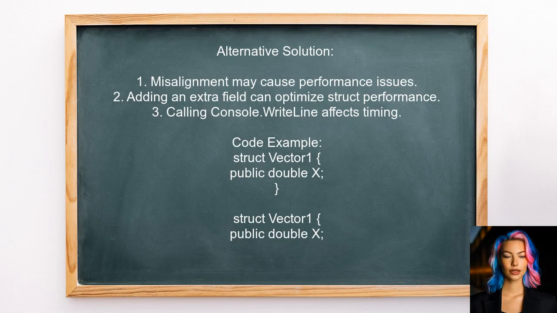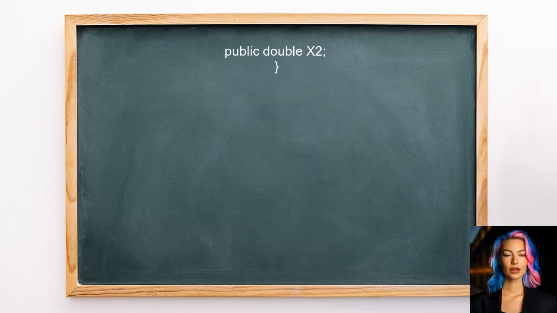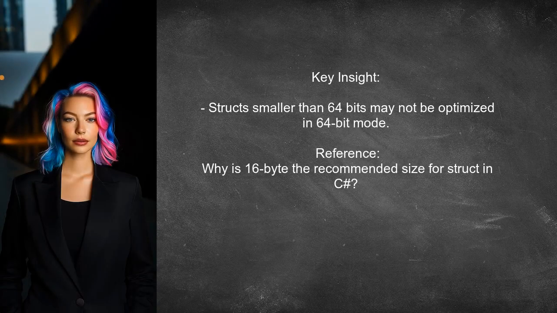This user points out that the performance issue may be due to misalignment in memory. They suggest that adding an extra field to the struct can help optimize it, especially in 64-bit mode. They also mention that calling Console.WriteLine can affect timing, making it similar to the performance of the modified struct. The user also references a previous discussion about struct size recommendations, suggesting that structs smaller than 64 bits may not be optimized in 64-bit mode.